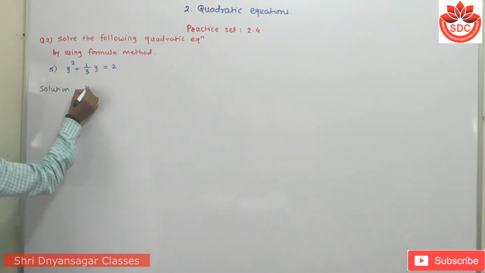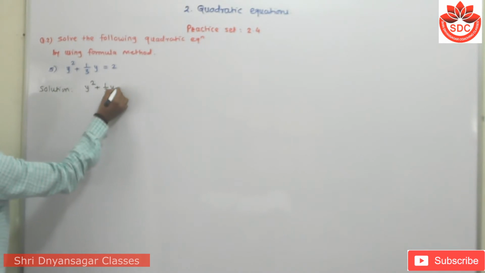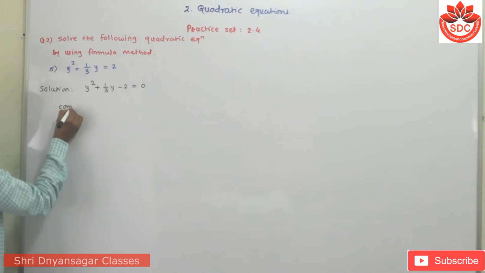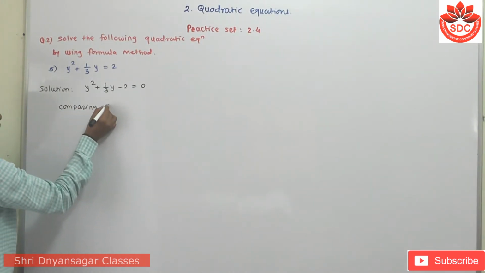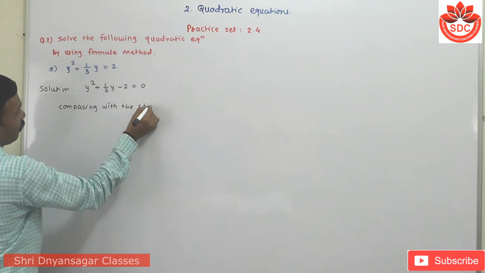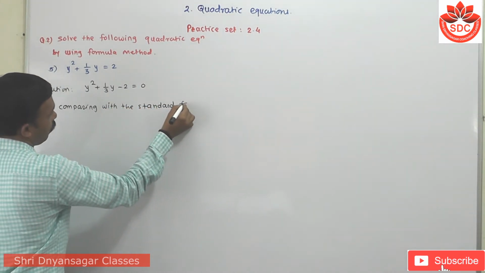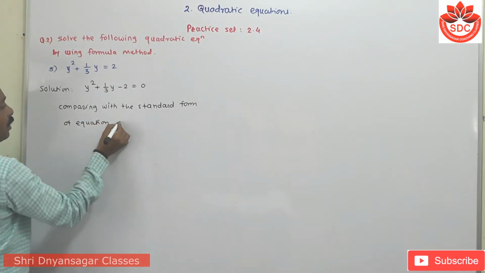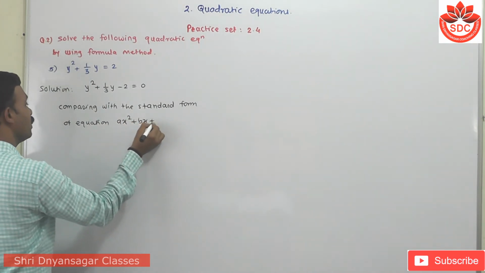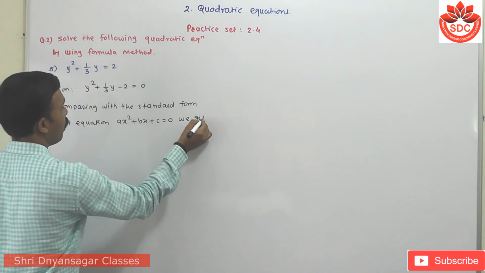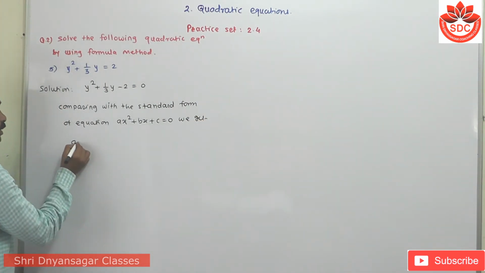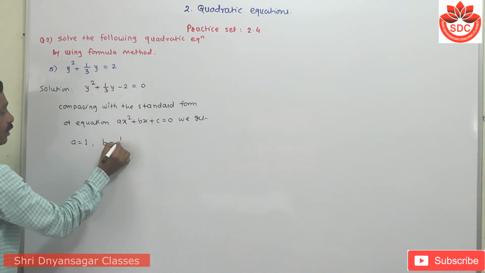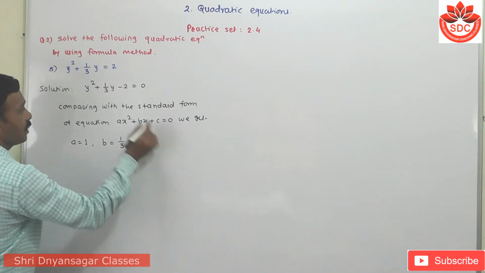First I will write in standard form, means that y square plus 1 upon 3y minus 2 is equals to 0. These two transpose here. Then comparing with the standard form of equation ax square plus bx plus c is equals to 0, we get the value of abc such that a is equals to 1, b is equals to plus 1 upon 3, look carefully, and c is equals to how much?